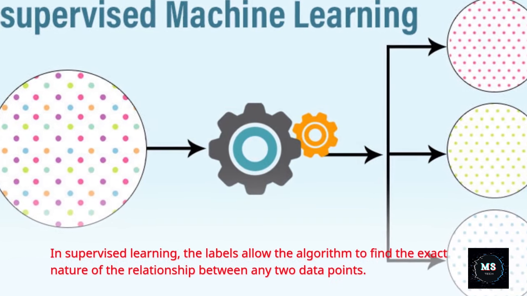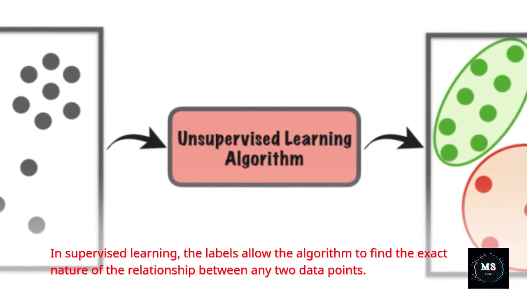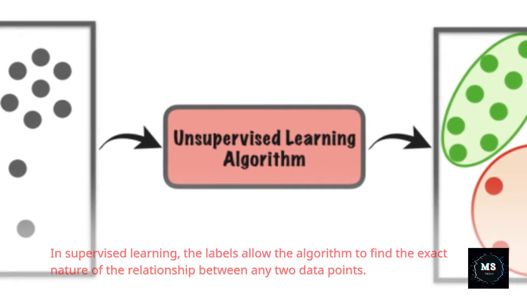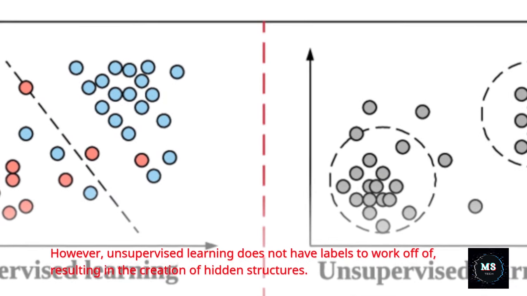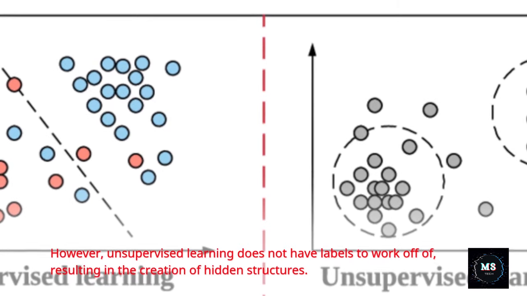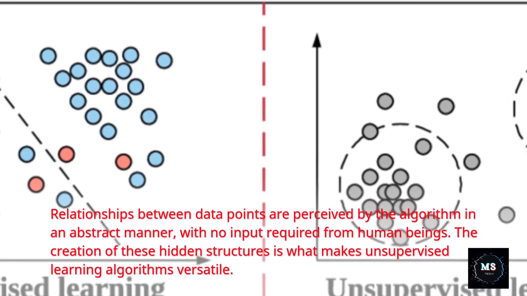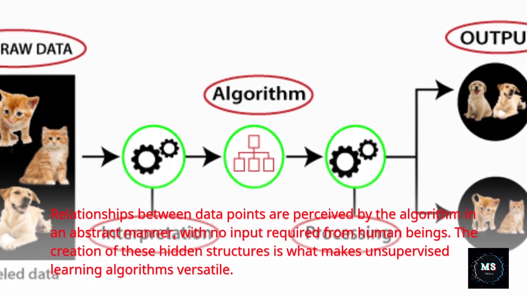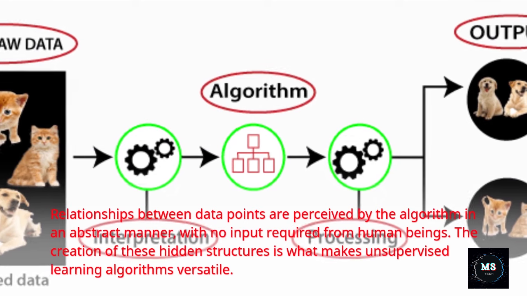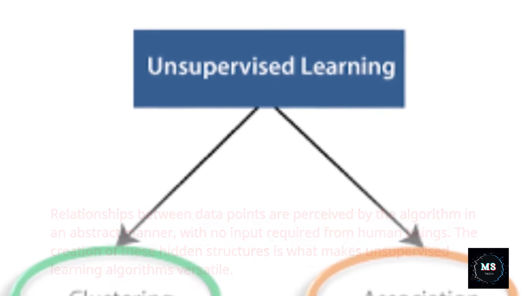In supervised learning, the labels allow the algorithm to find the exact nature of the relationship between any two data points. However, unsupervised learning does not have labels to work off of, resulting in the creation of hidden structures. Relationships between data points are perceived by the algorithm in an abstract manner, with no input required from human beings. The creation of these hidden structures is what makes unsupervised learning algorithms versatile.